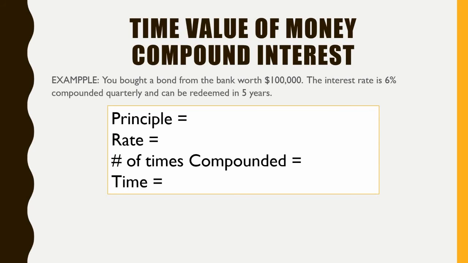So let's go ahead and take this example right here. It's the same exact example, except it's compounded quarterly. Okay, so you bought a bank bond, $100,000. Interest rate is 6%, but you're compounded quarterly, and you are going to redeem it in 5 years. So, what's my principal? 100,000. What's your rate? 6%. Now, what about number of times compounded? That's time. Your time is 5 years.